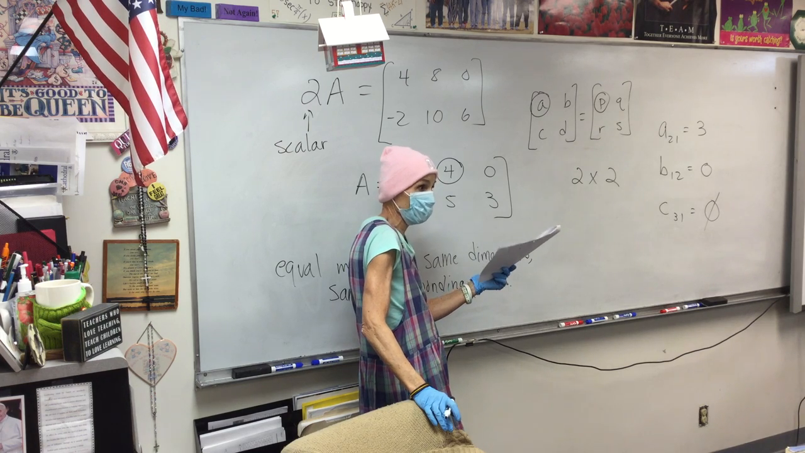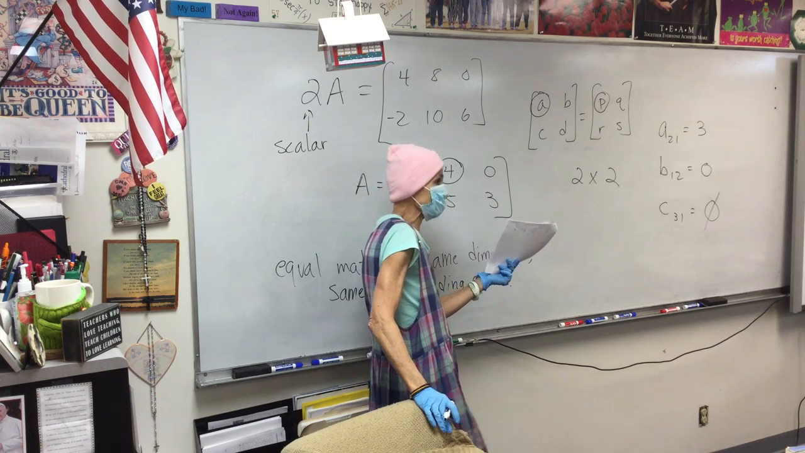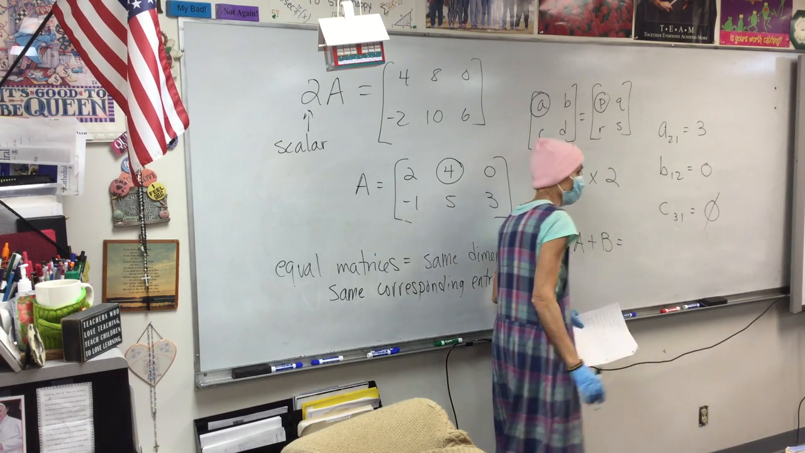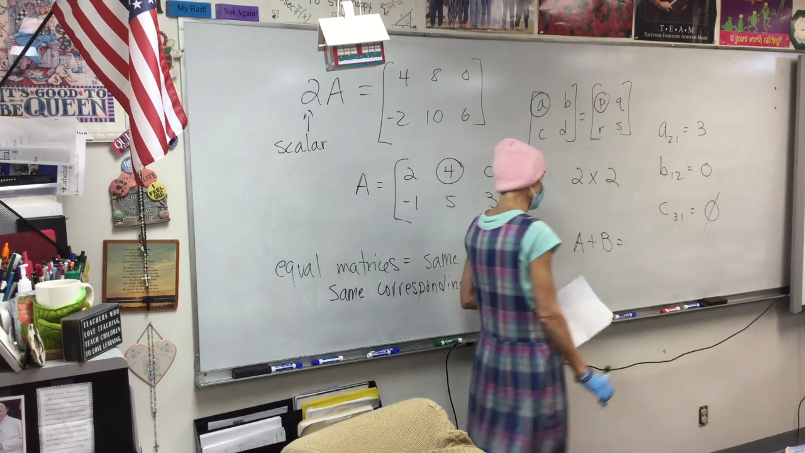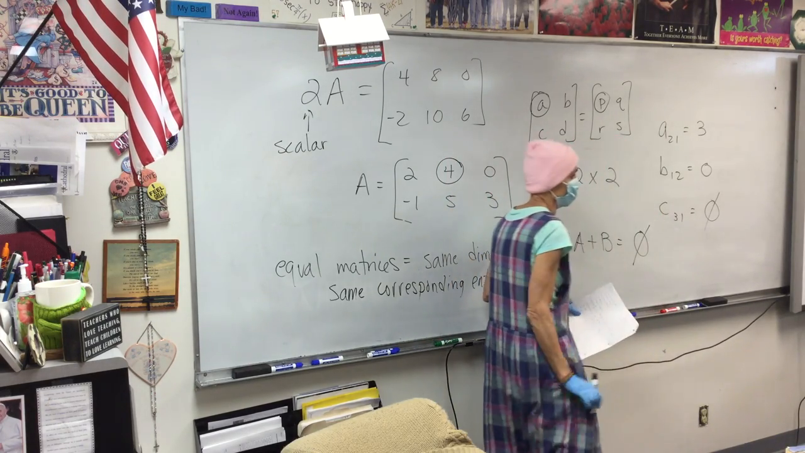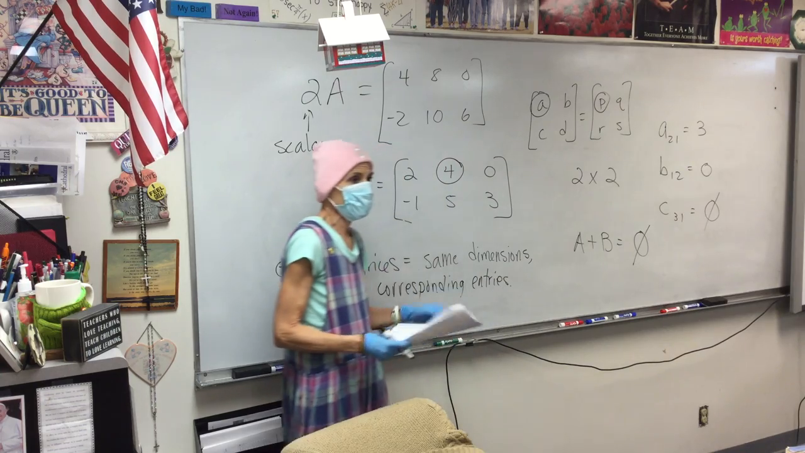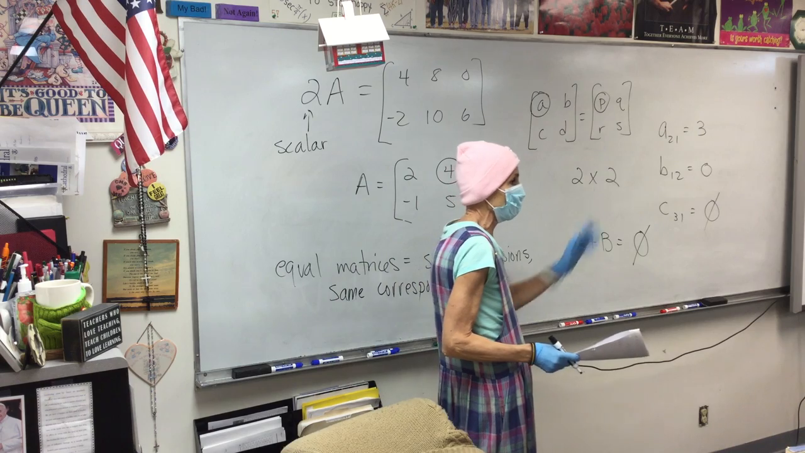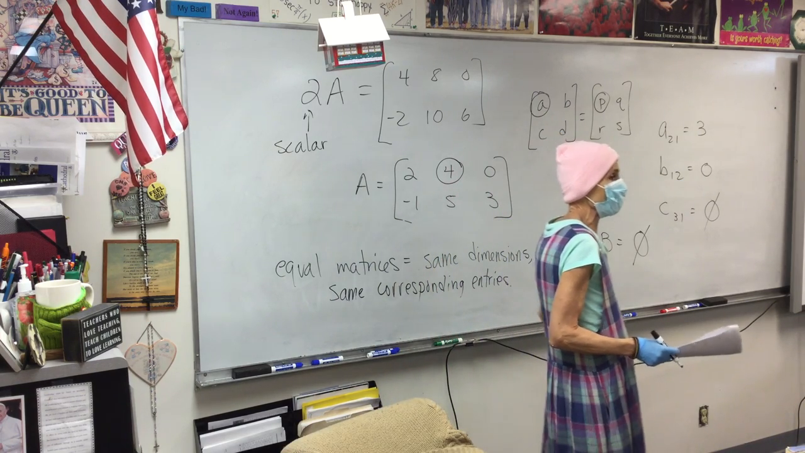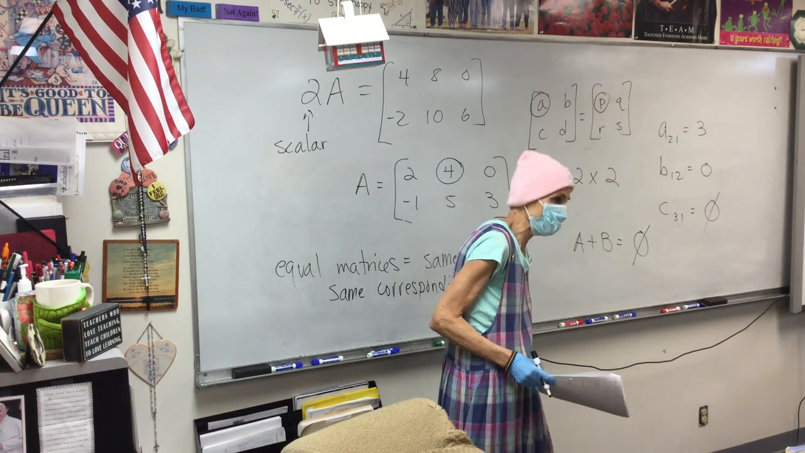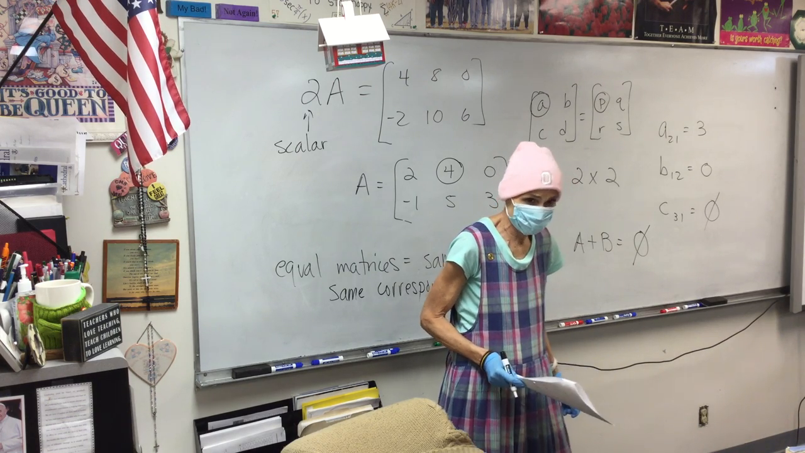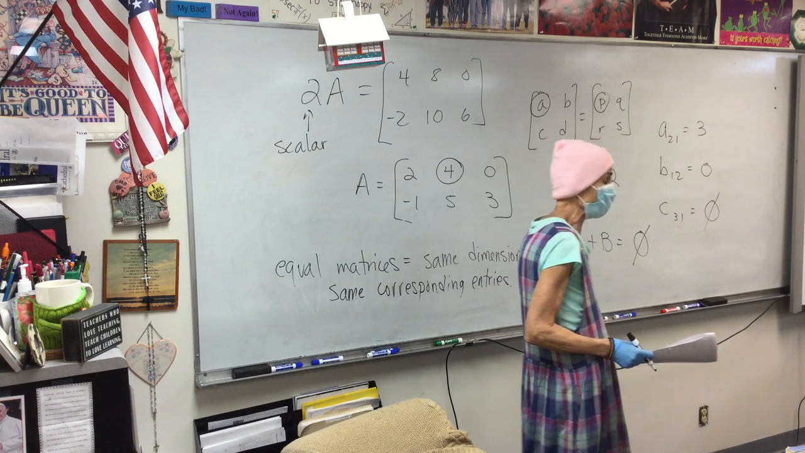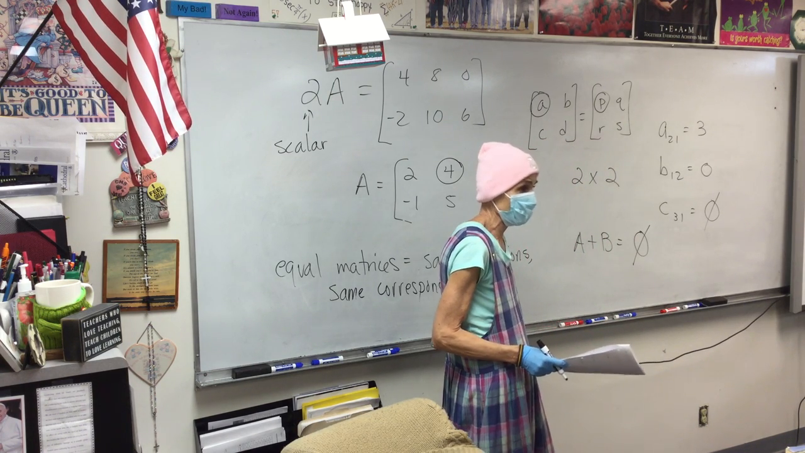All right, because now we're going to start with the operations. C says, let's add A plus B. Now, I'm going to tell you, you cannot do that. Does anybody have an idea about why you can't add them, Hannah? They're not the same dimensions. If you are going to add matrices, they have to be the same size. We don't care what size they are, but they have to match. A and B do not match. Therefore, they are not addable.